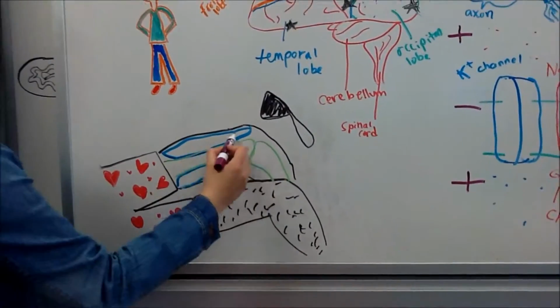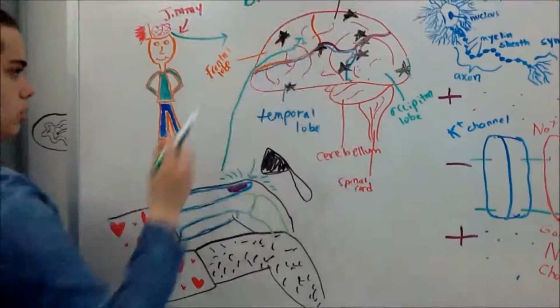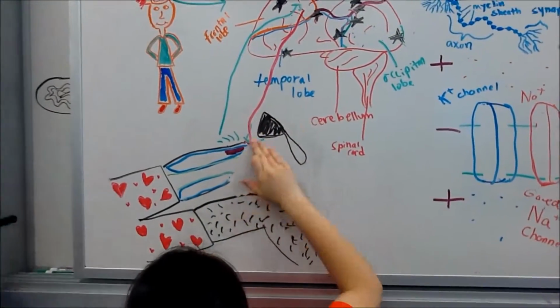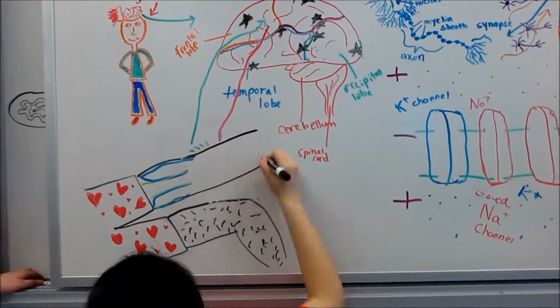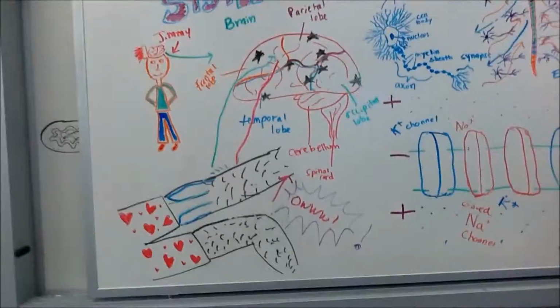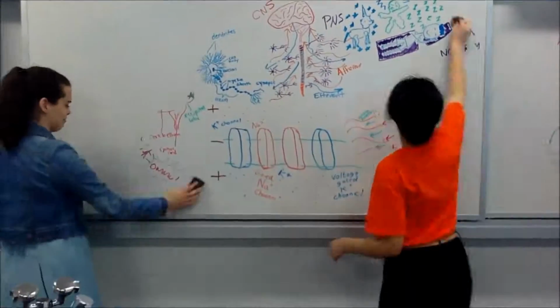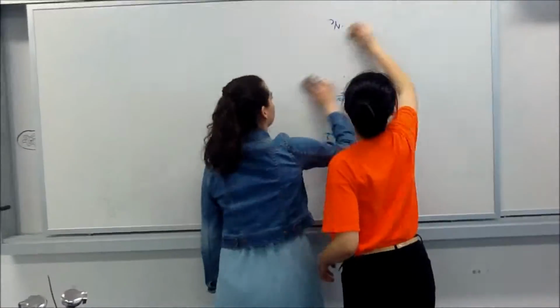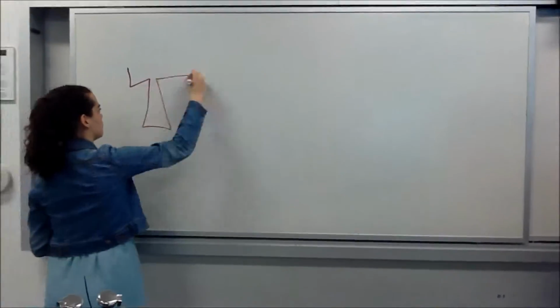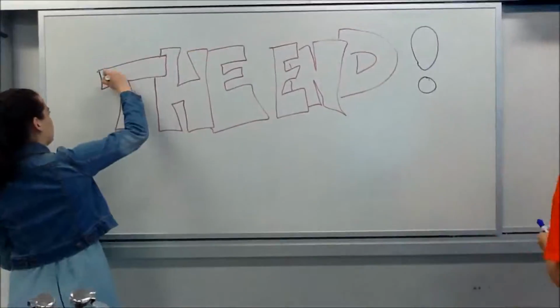Now back to Jimmy's brain. Each cerebral hemisphere is divided into 4 lobes. The frontal lobe controls muscles in specific parts of the body. The parietal lobe receives touch and pressure information. The occipital lobe receives and processes visual information.